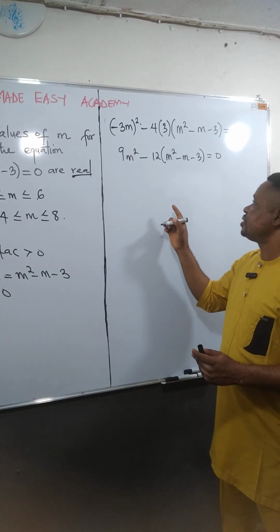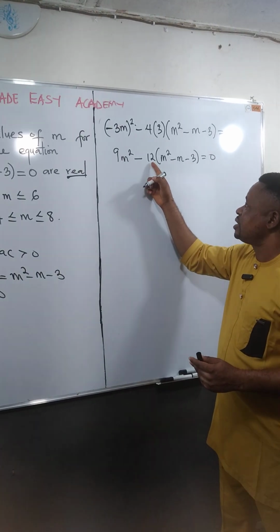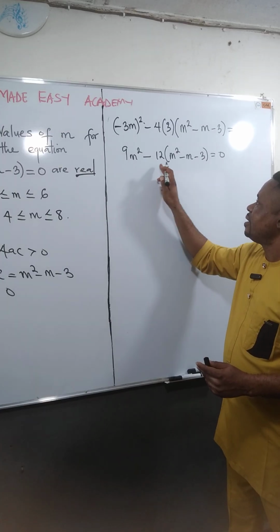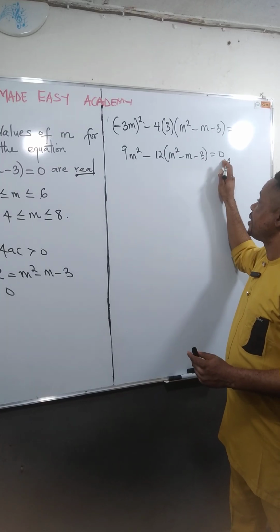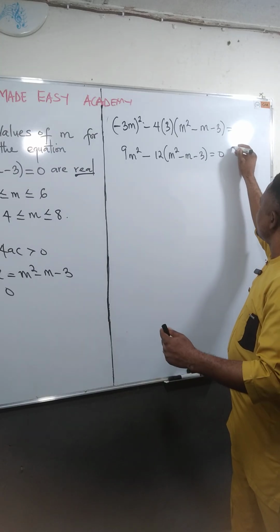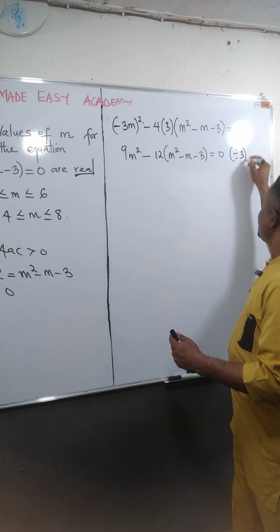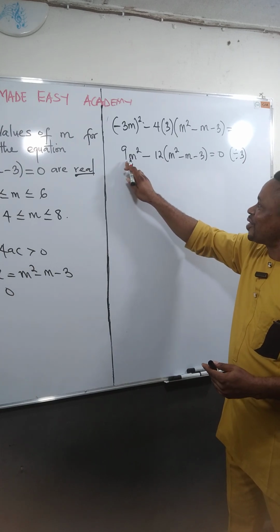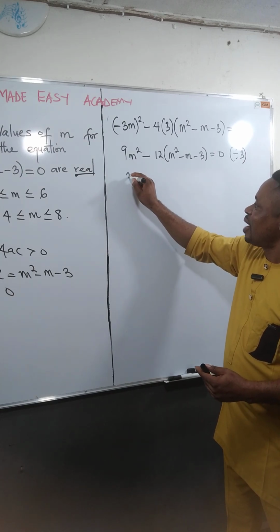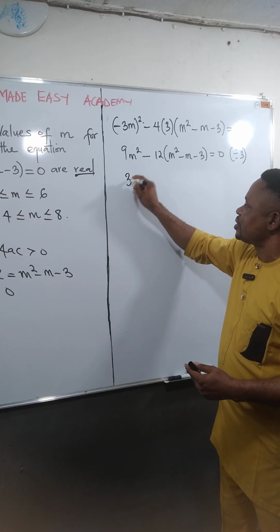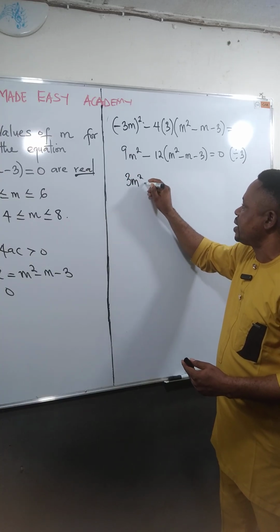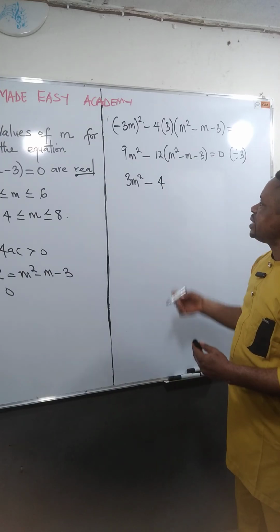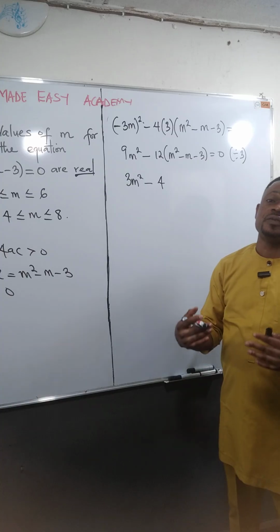The next target is to use this 12 to open the bracket. Or you can divide through by 3. If you wish, you can reduce it. Well, let's do it that way. Divide everything by 3, because 3 can go into 9 and 3 can also go into 12. It will give you 3n squared, then minus 4. The essence of doing that is just to reduce the volume of the numbers.